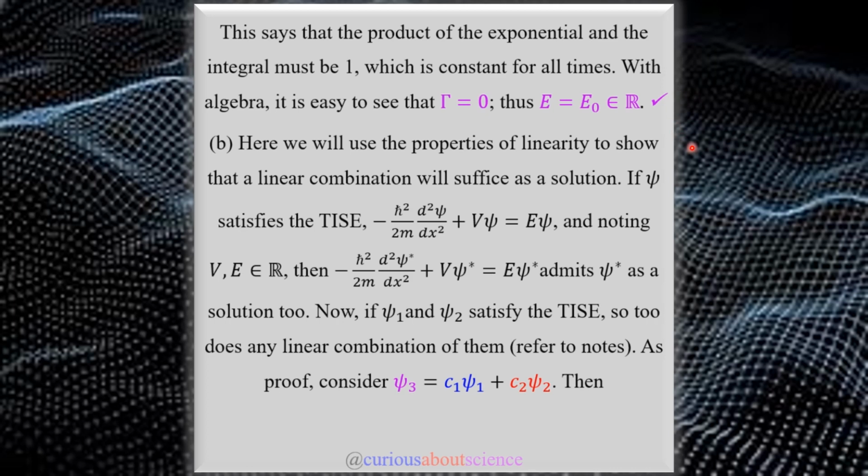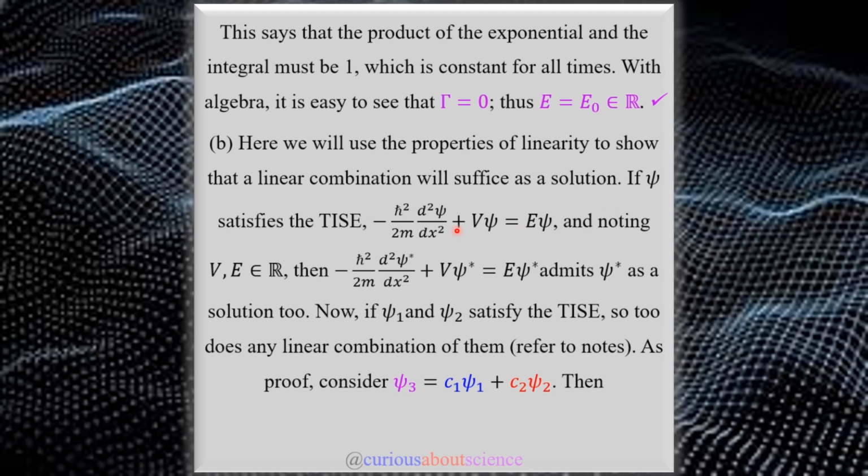All right, so Part B, here we will use the properties of linearity. This is a big, big word that has a lot of power in it, to show that a linear combination will suffice as a solution. If psi satisfies the time-independent Schrödinger equation, that's the abbreviation because we get lazy and don't want to write it, which is the equation written out here, again, no time dependence, and noting that V and E are real numbers, then the complex conjugate yields a similar equation.